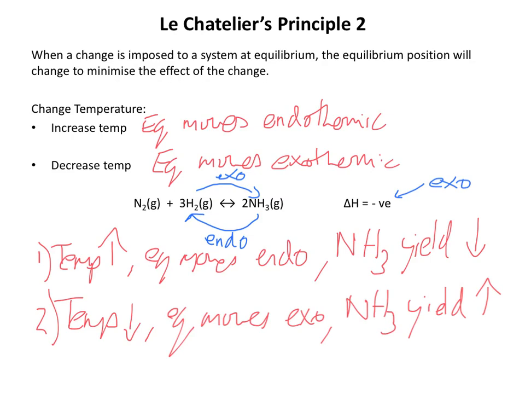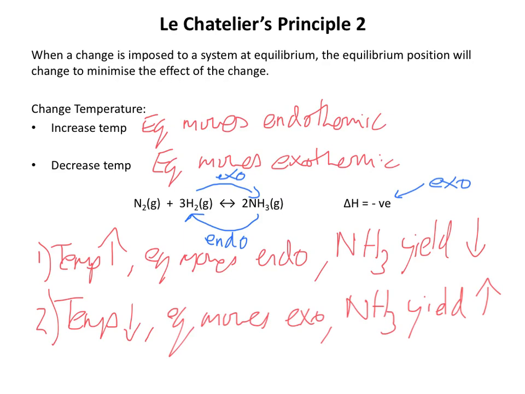Now you need to be able to apply this for lots and lots of random equilibria, and the only thing you need to look for is this bit of information here. Is it exo in the forward direction, or is it endo in the forward direction? And then apply it to the situation.